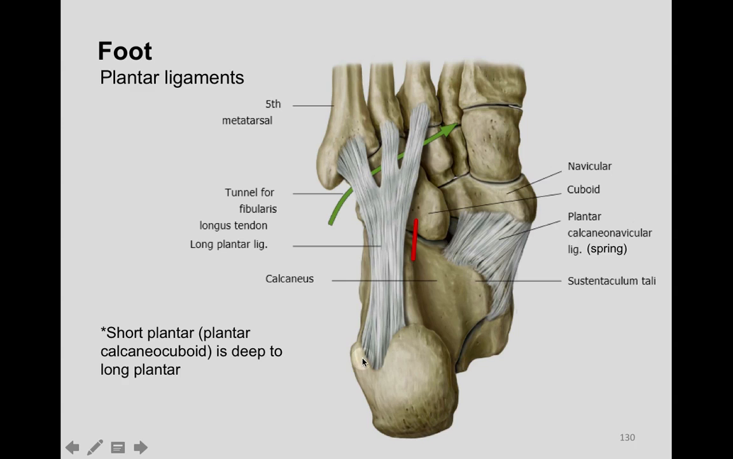This is the long plantar ligament from the calcaneus to the base of the 3rd, 4th, and 5th metatarsal. There is also a short plantar ligament, the plantar calcaneocuboid ligament. It is deep to the long plantar ligament, and so in order to get at a visualization of this ligament, I've included this red line to show you the general orientation of the plantar calcaneocuboid ligament, known as the short plantar ligament.